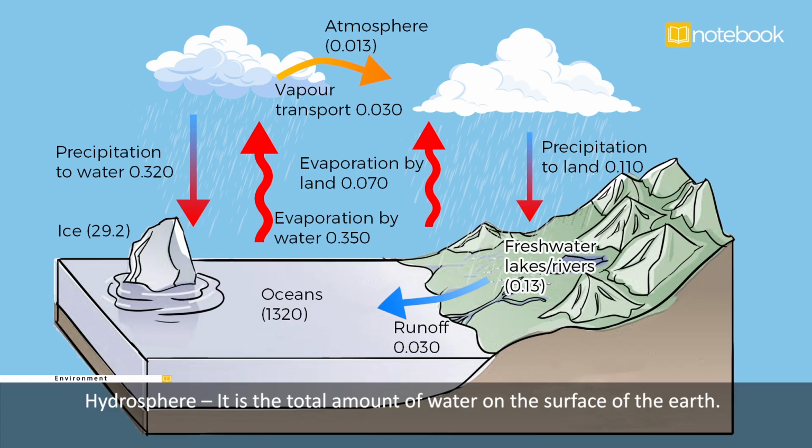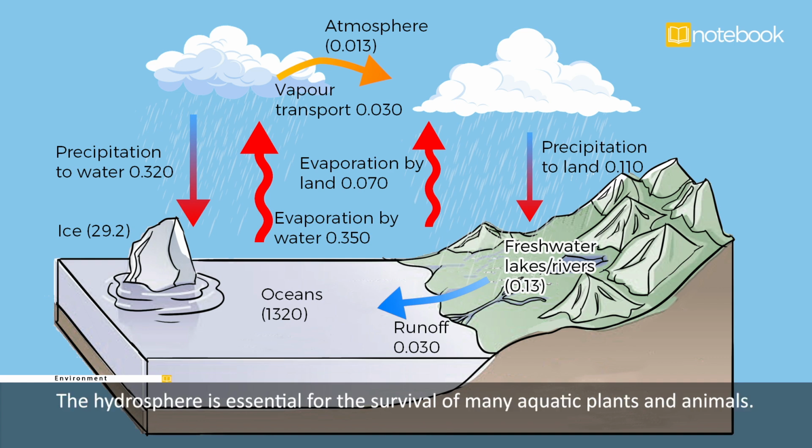Hydrosphere. It is the total amount of water on the surface of the earth. The hydrosphere comprises about 70% of the earth. Oceans, seas, rivers, lakes, and other water bodies form the hydrosphere. The hydrosphere is essential for the survival of many aquatic plants and animals.